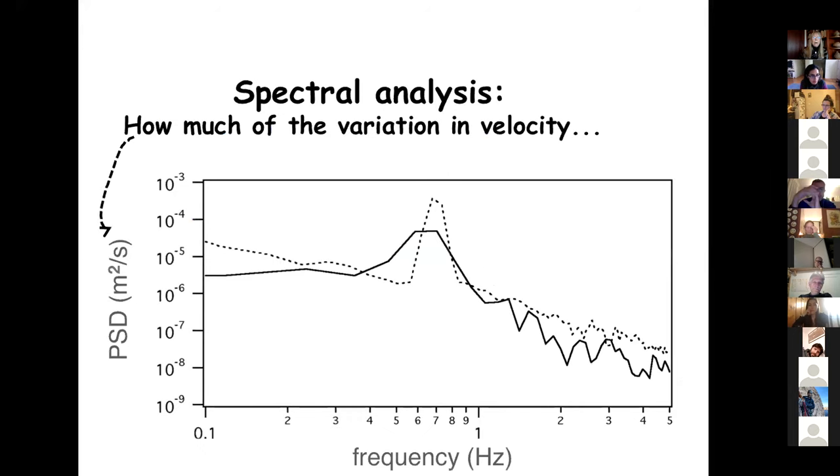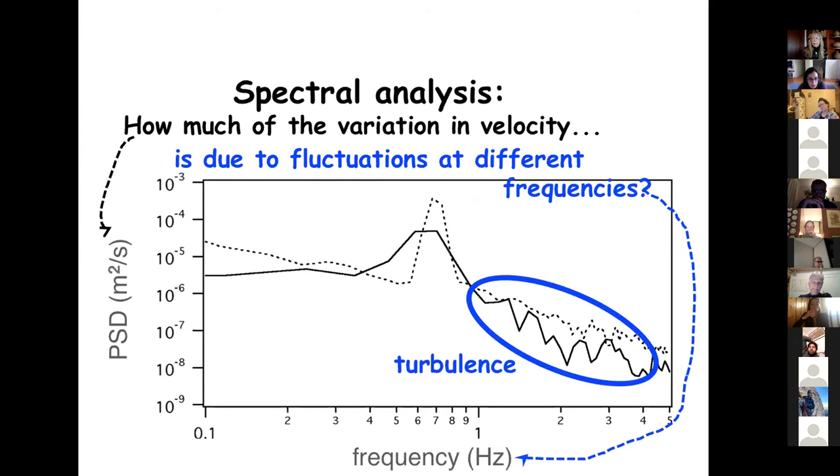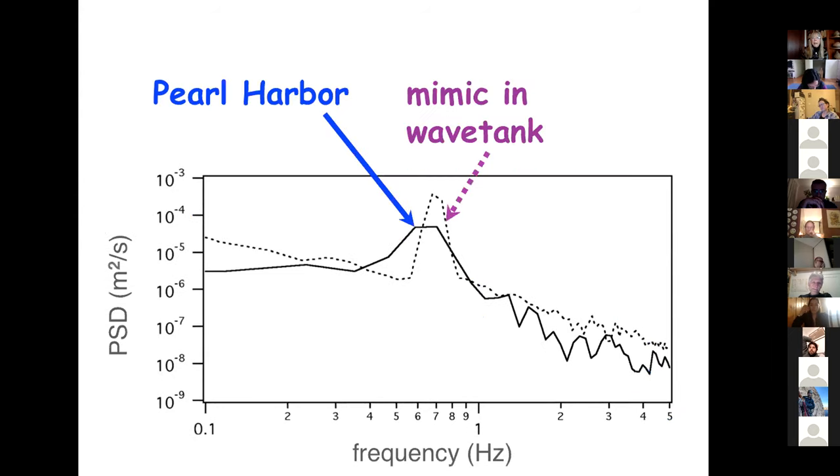And we can do a spectral analysis of our data, and we can ask how much of the variation in velocity is due to fluctuations at different frequencies. And you can see the waves here due to the wind chop and then the turbulent eddies that are going to be carrying our larvae around. And you can see that we were able to mimic the temporal variation in flow in the wave tank. So it's very similar to the field.